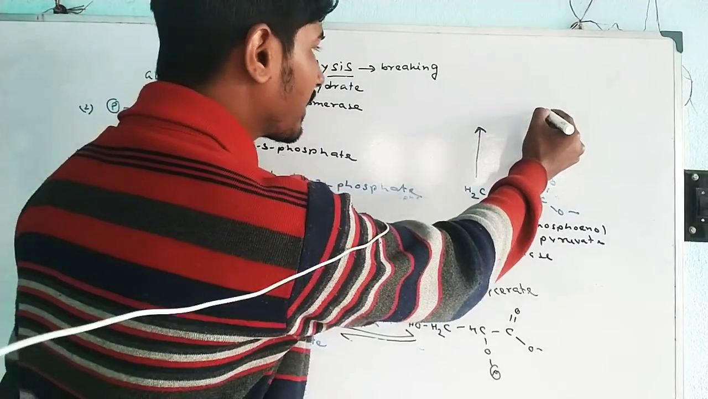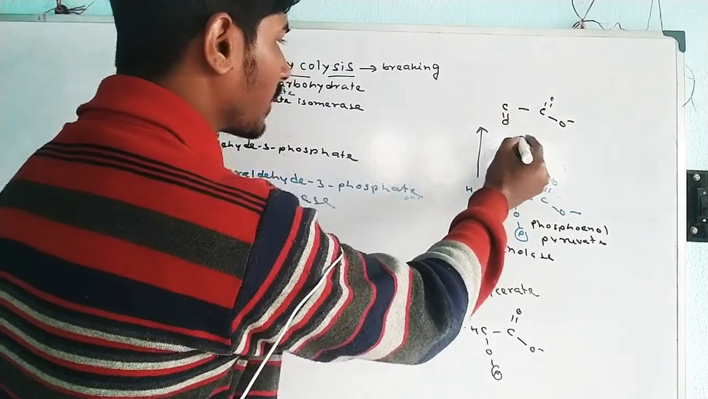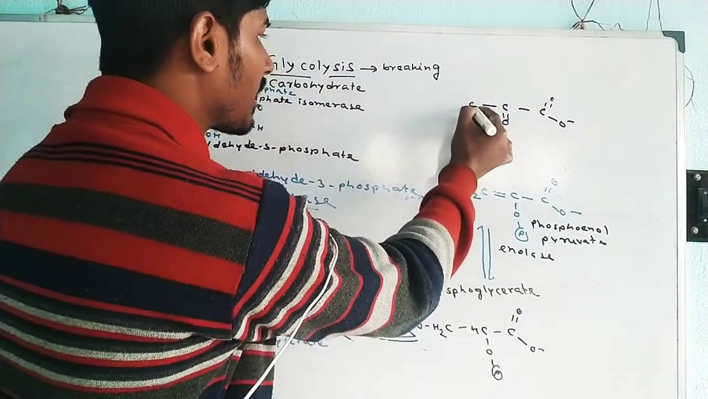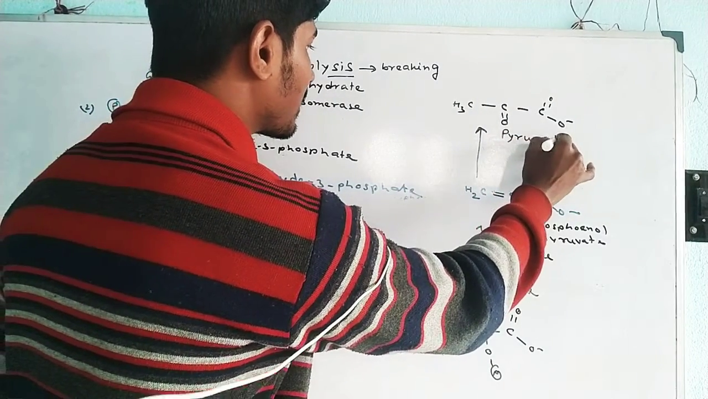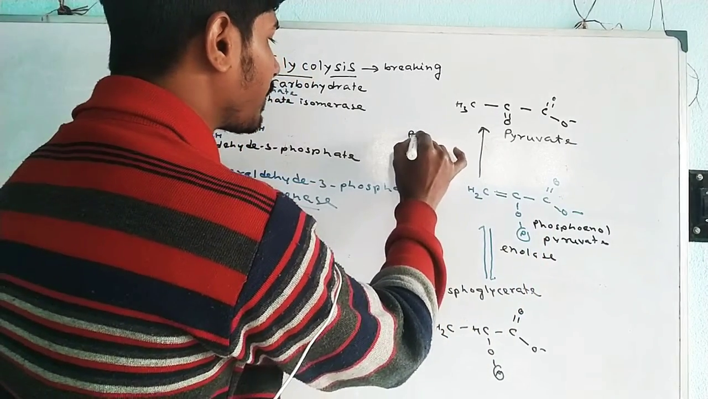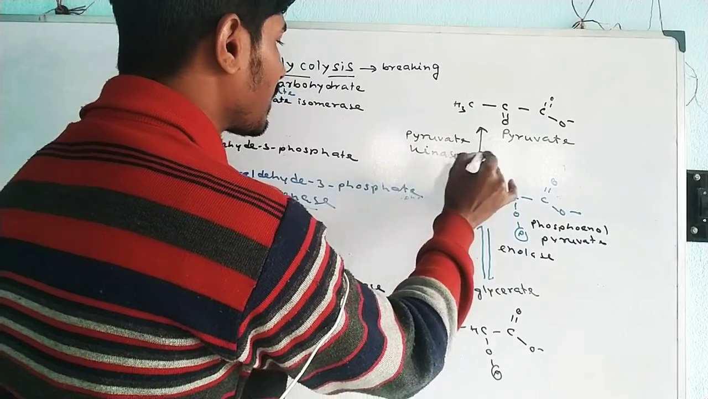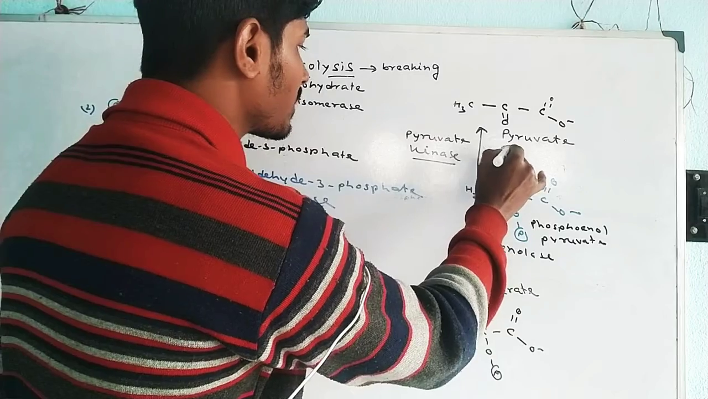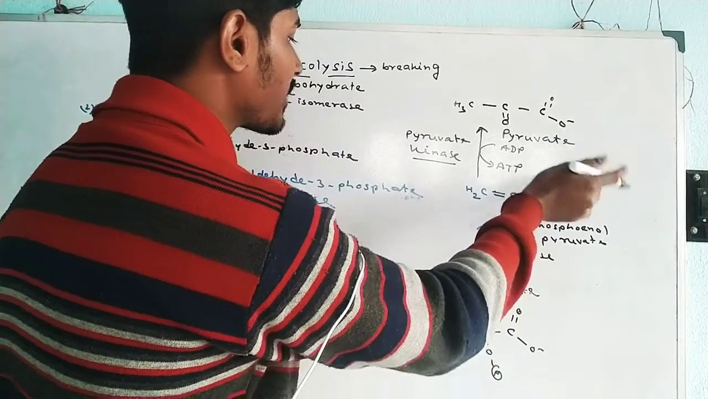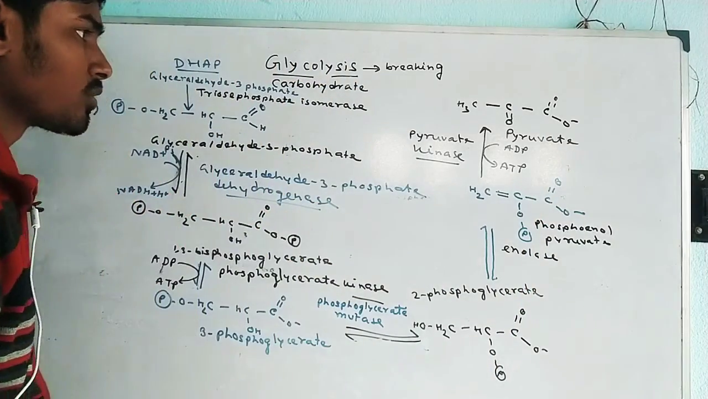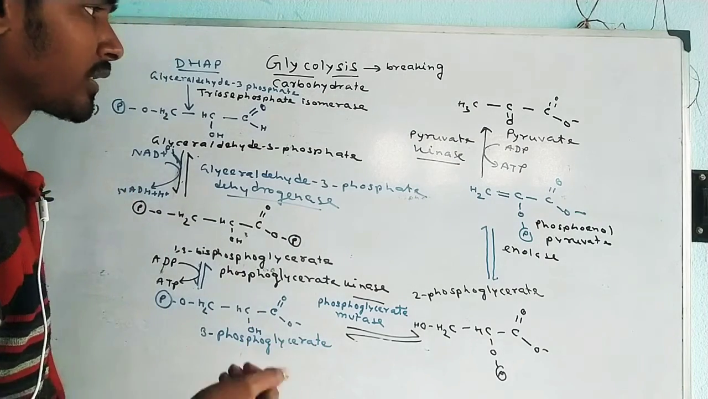After that, phosphoenol pyruvate is converted to pyruvate, and it is the last step of glycolysis. So pyruvate has a double bond O, that means the phosphate is removed, and this is CH3. So this is pyruvate, and you can see that this reaction is irreversible, and it is catalyzed by pyruvate kinase. As it is a kinase, it will produce ATP from ADP, because the phosphate has been removed from the molecule. And now this pyruvate will enter the Krebs cycle.